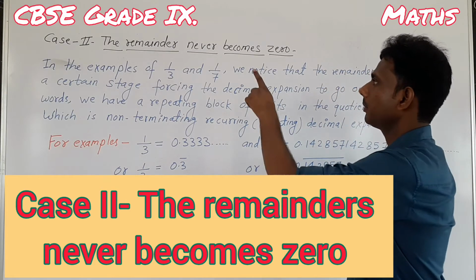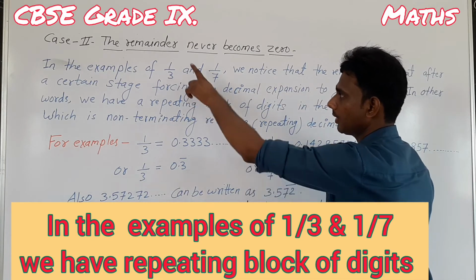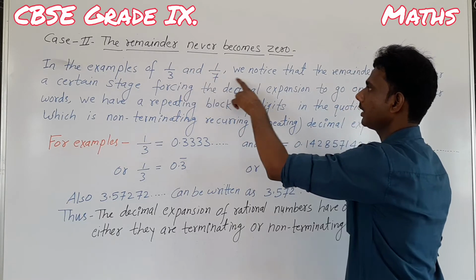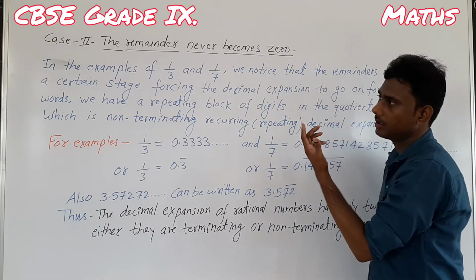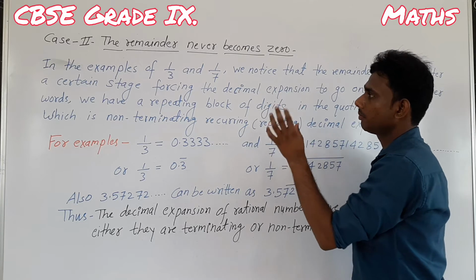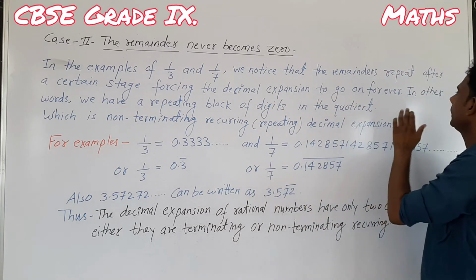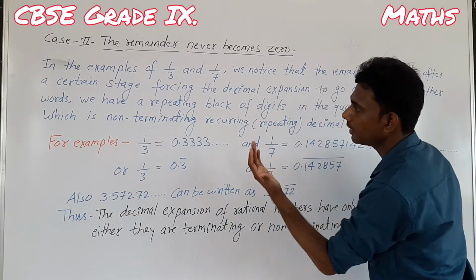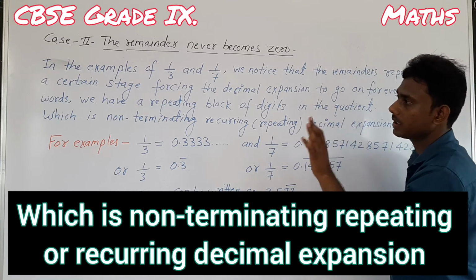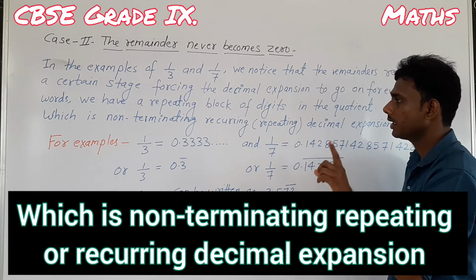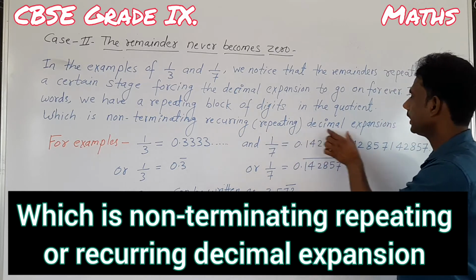Case number 2, the remainder never becomes 0. In the examples of 1 upon 3 and 1 upon 7, we notice that the remainders repeat after a certain stage, forcing the decimal expansion to go on forever. In other words, we have a repeating block of digits in the quotient, which is non-terminating, recurring, or we can say repeating decimal expansion.